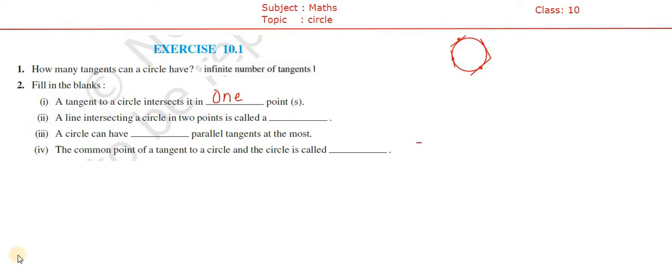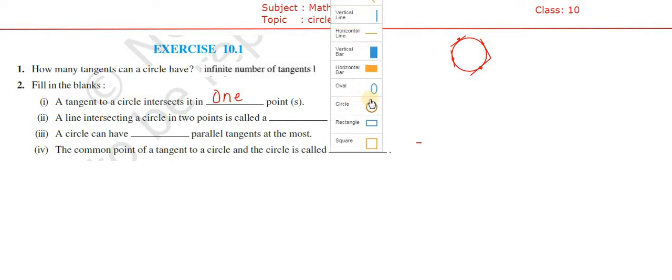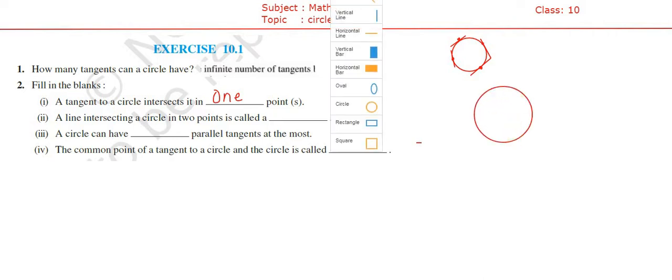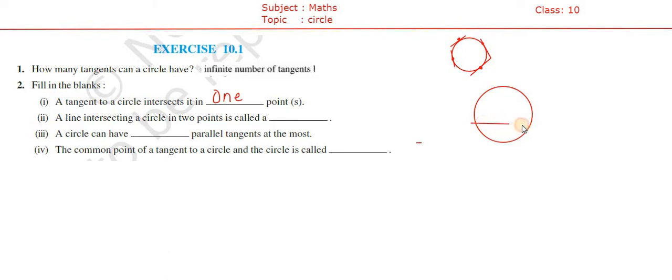Next question. A line intersecting a circle in two points is called a dash. So what is the line intersecting a circle in two points? I'll show you this. You need to tell me. Now see here, this is a circle. They are saying the line intersects a circle in two points. Here it touches at one point, and also at a second point. So it intersects at two points.